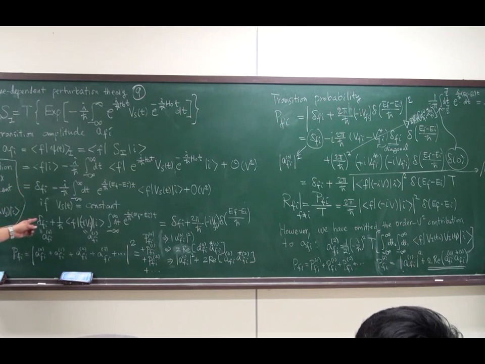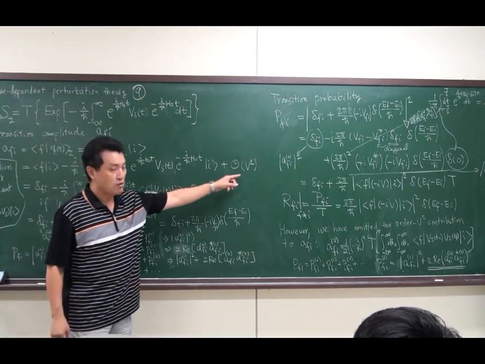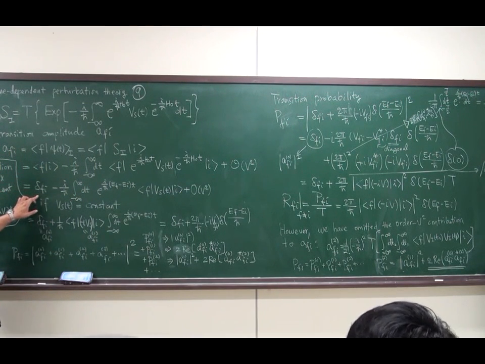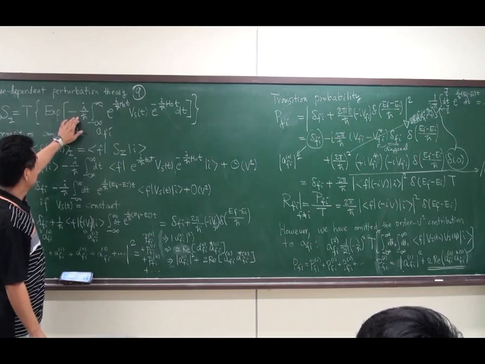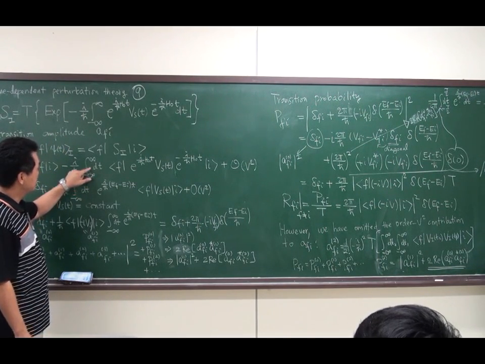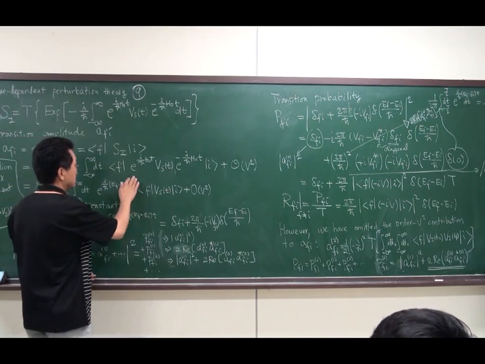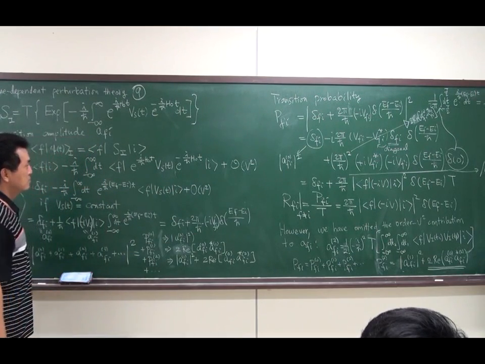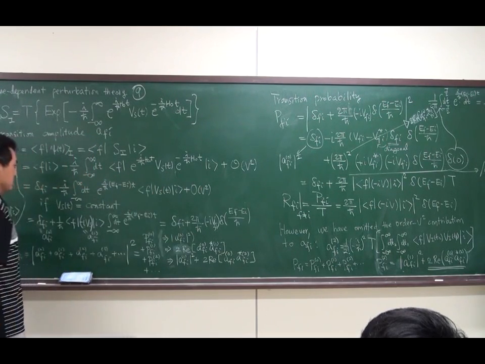Actually, we have obtained this, but let us redo the calculation using the interaction picture. The transition amplitude from initial to final state, neglecting order V squared or higher, is delta fi, and the first term is minus i over h bar integral from minus infinity to infinity. What I have to do is evaluate this interaction picture potential from the initial state to the final state.